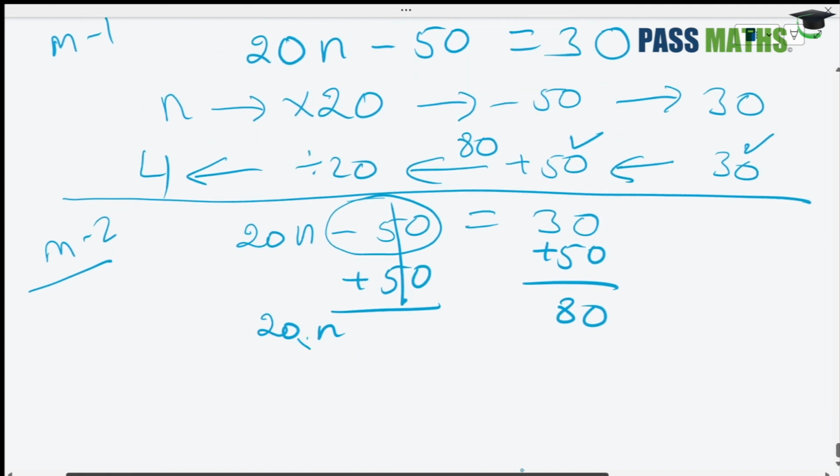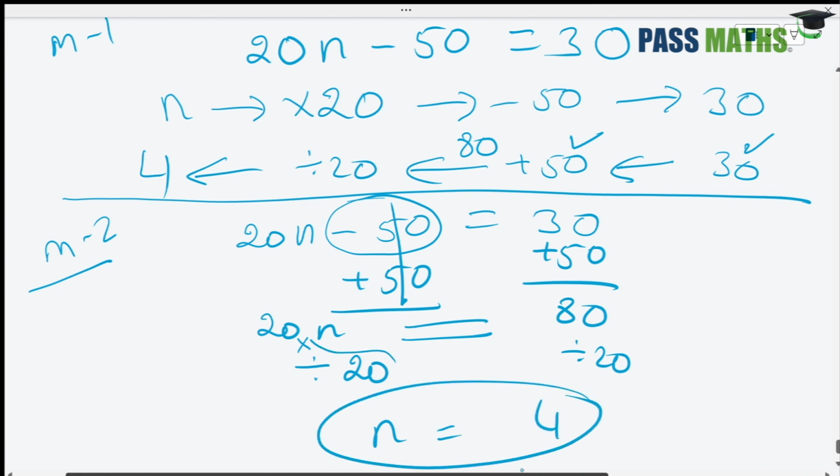20n means 20 times n. So what we do, opposite of times 20, divide by 20. So my n will be 4, because 20 divided by 20 will be 1, 80 divided by 20 will be 4. Hopefully you learned how to solve equations with one variable.